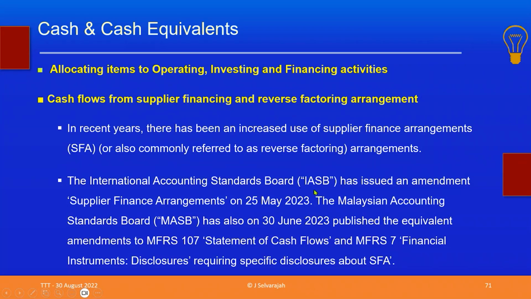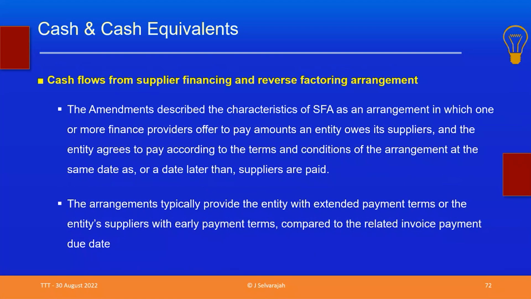So the International Accounting Standards Board had issued an amendment called Supplier Finance Arrangements on the 25th of May this year, 2023. Then the Malaysian Accounting Standards Board, the MASB, also on 30th June 2023, not so long ago, published the equivalent amendment to MFRS 107 called Statement of Cash Flow. All right, that is a standard. And also on MFRS 7, Financial Instruments: Disclosures, requiring specific disclosure on supplier finance arrangements. So this is something quite new. Most likely students would not have heard of this.